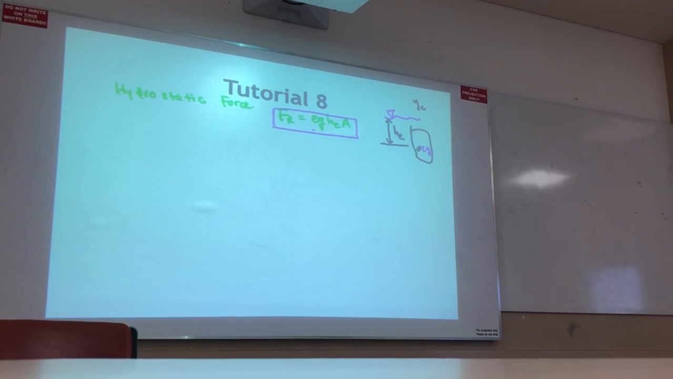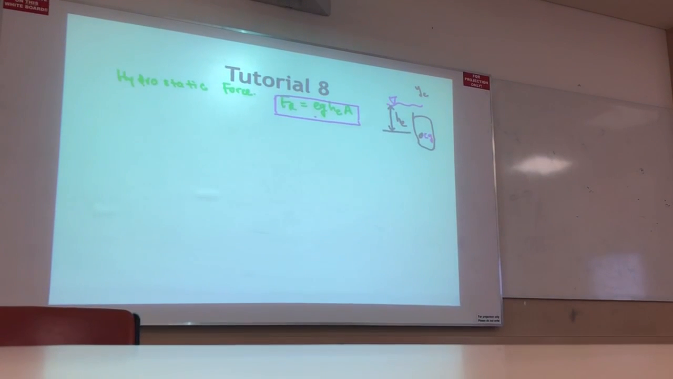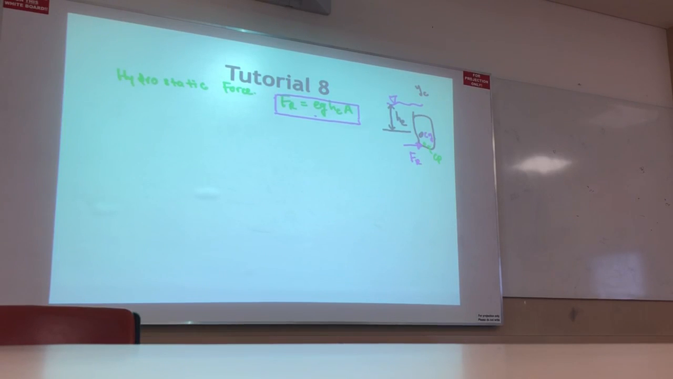Alright? And another point is called the center of pressure, CP. The center of pressure is the point at which the hydrostatic force acts. And the distance from the water surface to the center of pressure is defined by YR. Okay? And YR is calculated by this equation.